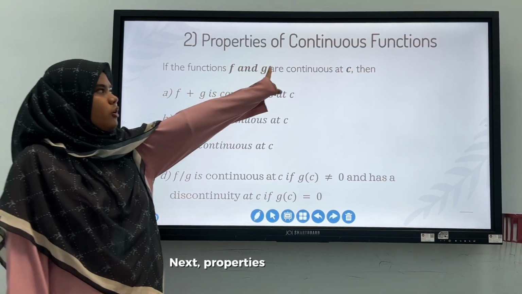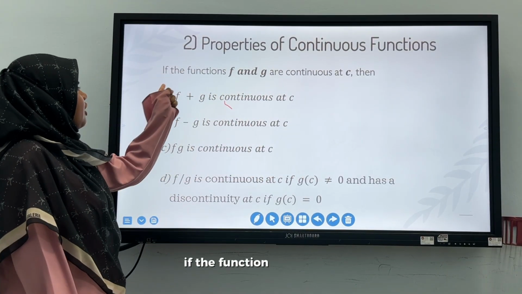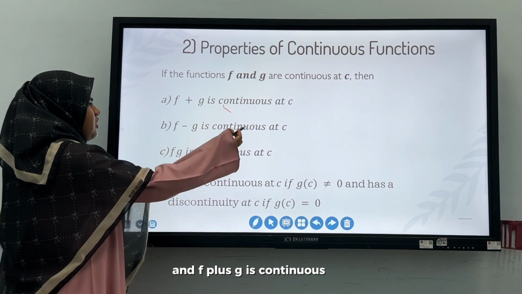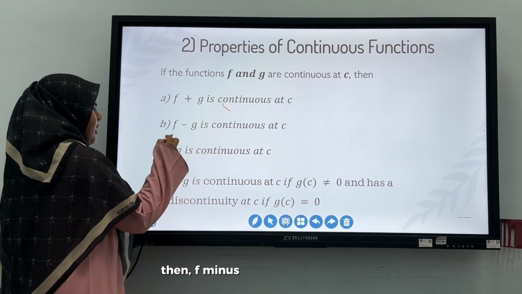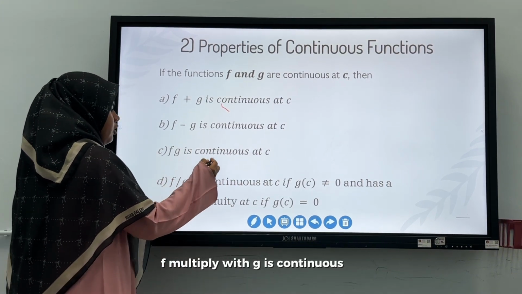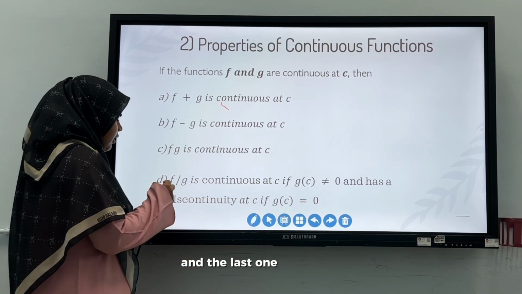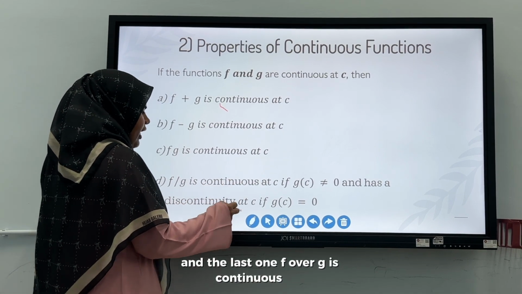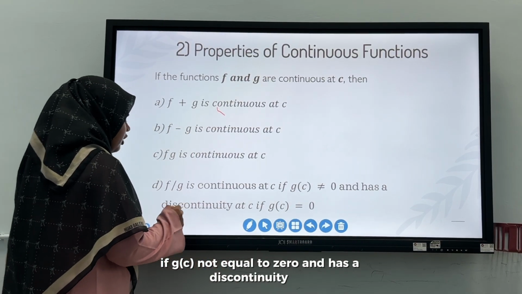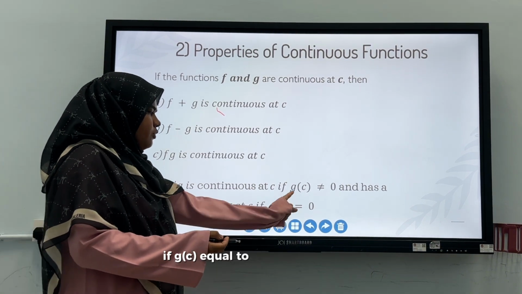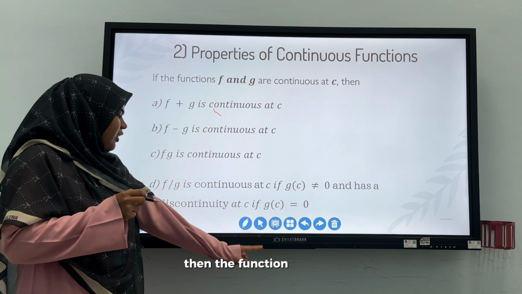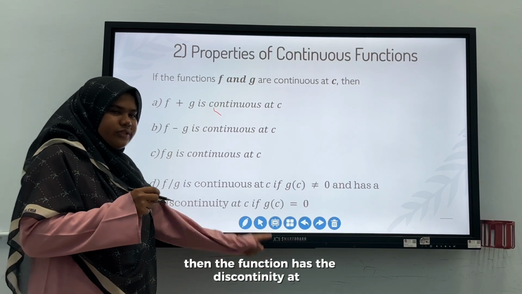Next, properties of continuous functions. If the functions f and g are continuous at c, then f plus g is continuous at c, f minus g is continuous at c, and f multiplied by g is continuous at c. And the last one, f over g is continuous at c if g(c) is not equal to 0, and has a discontinuity at c if g(c) equals 0. That means if the denominator is equal to 0, then the function has a discontinuity at c.